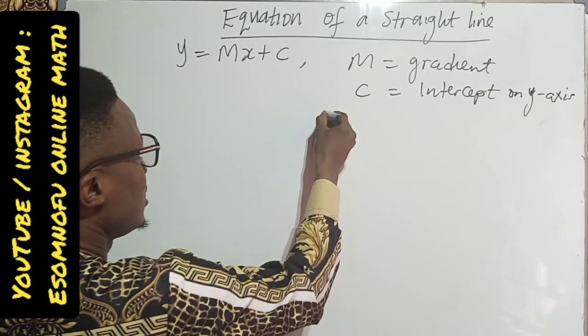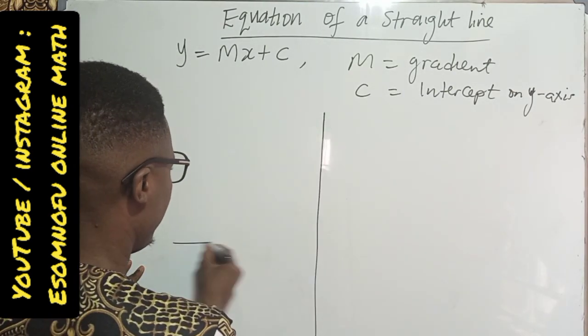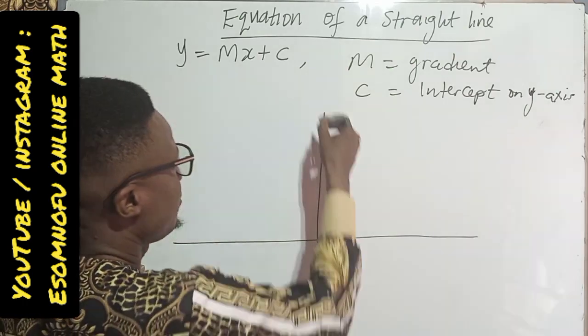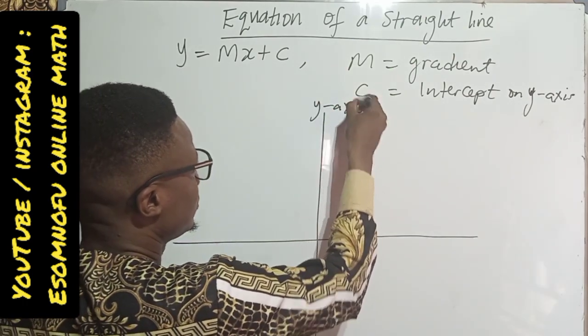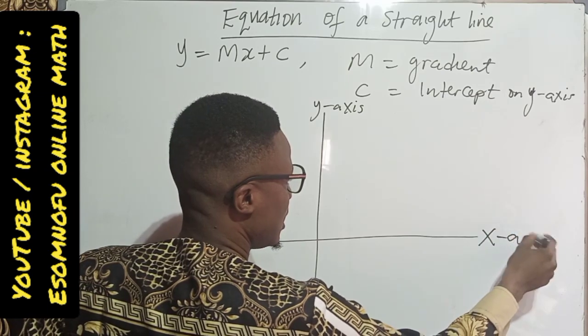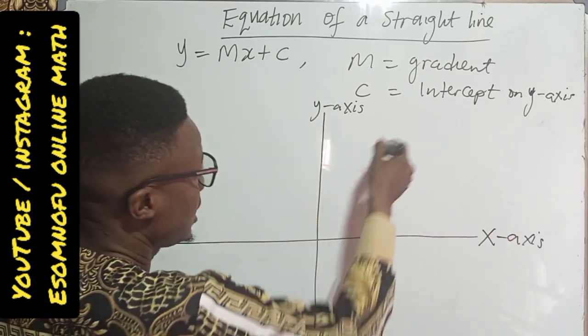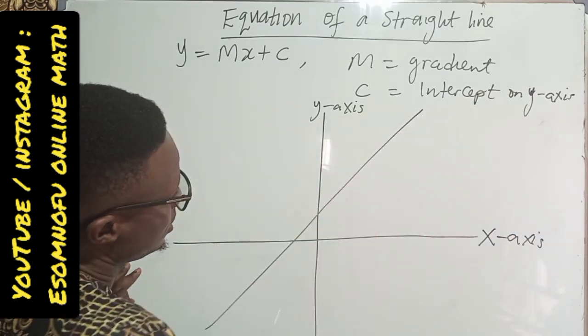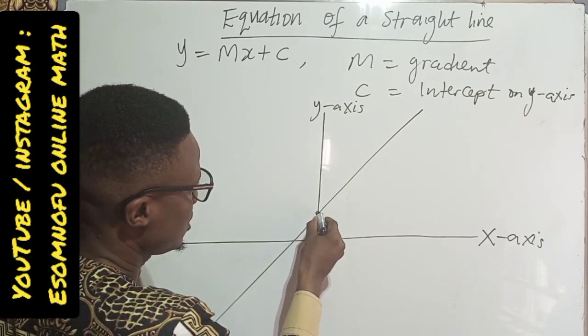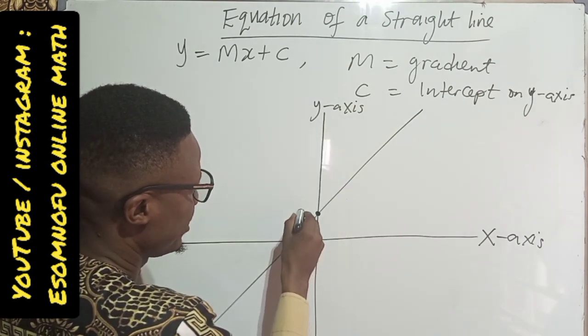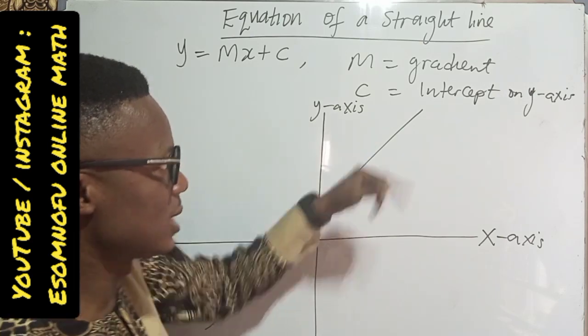Now take a look at this graph here. You have your y-axis and you have your x-axis. So assuming I draw a slope here, you now see that this slope is touching the y-axis at this point. Therefore, here is c, which we call the intercept.